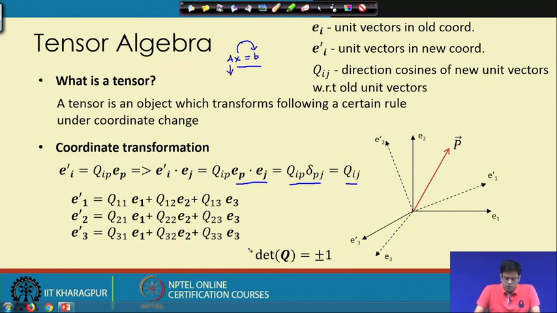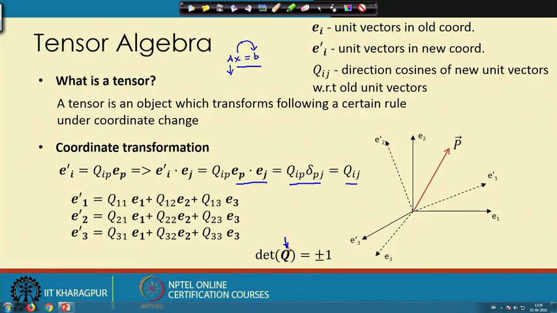But interestingly, one must notice, and one can prove from this, that the determinant of this matrix Q, which is component-wise Qij, is actually plus or minus 1. So, this kind of transformation is known as the orthogonal transformation. This matrix Q belongs to the set of orthogonal matrices. So, this is an orthogonal transformation. It is better to remember this, and we have also seen this earlier in our coordinate transformation part.